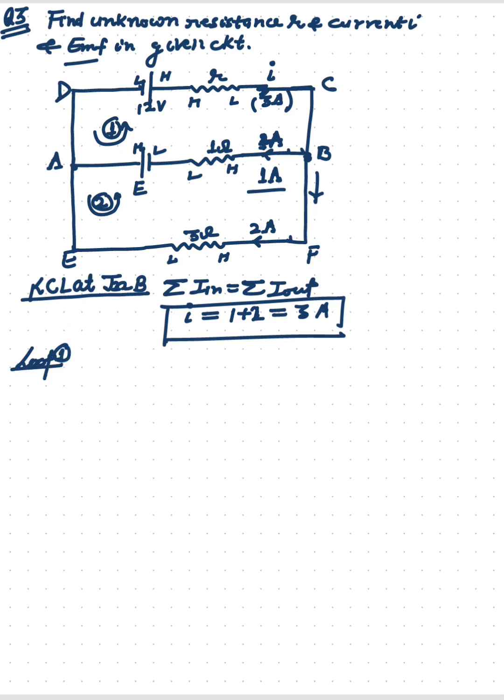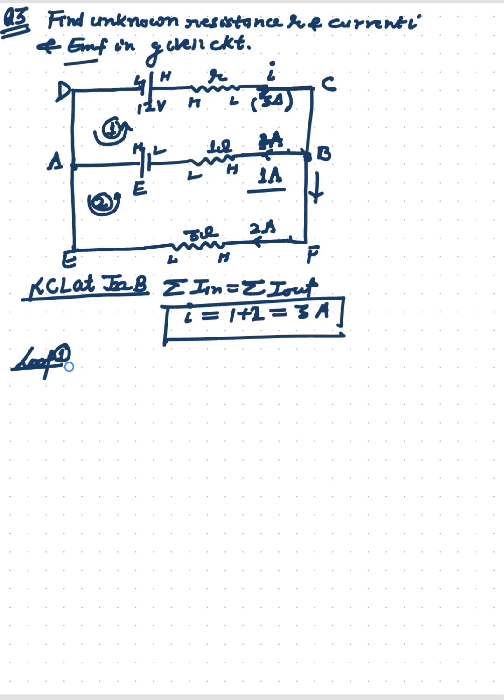And also you can apply it in this big loop C, D, E and F. The value of resistance R you can find very easily from here. Okay, let's apply in all loops.